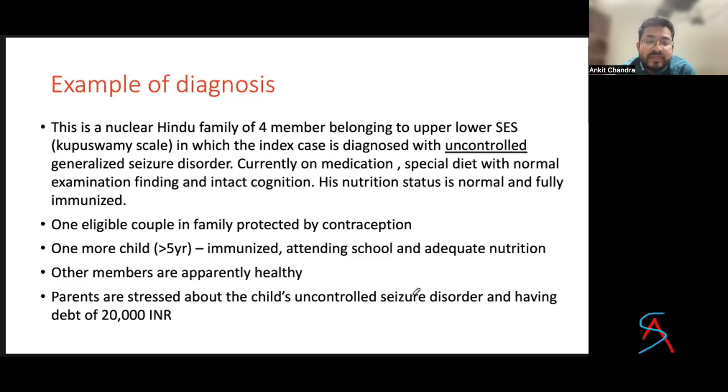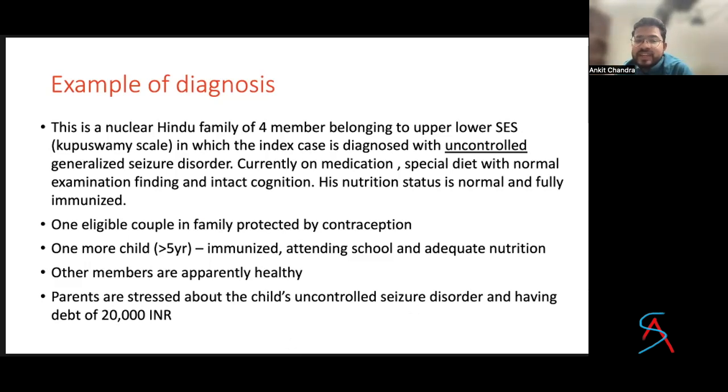There is one eligible couple in the family protected by contraception. There is one more child, more than 5 years old. He's also immunized, attending school and having adequate nutrition. Other family members are apparently healthy. The parents are stressed about the child's uncontrolled seizure disorder and having a debt of 20,000 rupees.